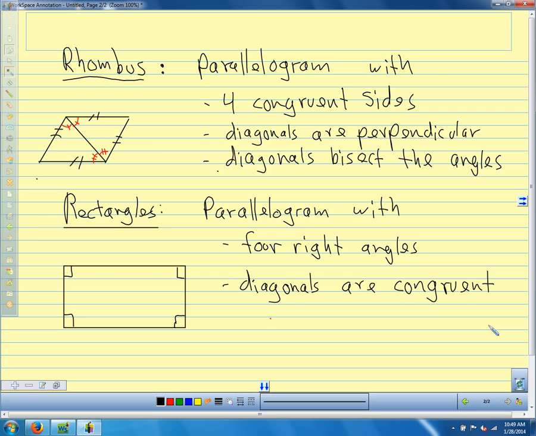So everything true about a parallelogram is true about a rectangle. Opposite sides parallel, opposite sides congruent. Diagonals bisect each other. Consecutive angles supplementary, opposite angles congruent. And the diagonals are congruent on a rectangle. And we'll talk more about that idea a little later in the chapter as well. So questions about rectangles? Okay.